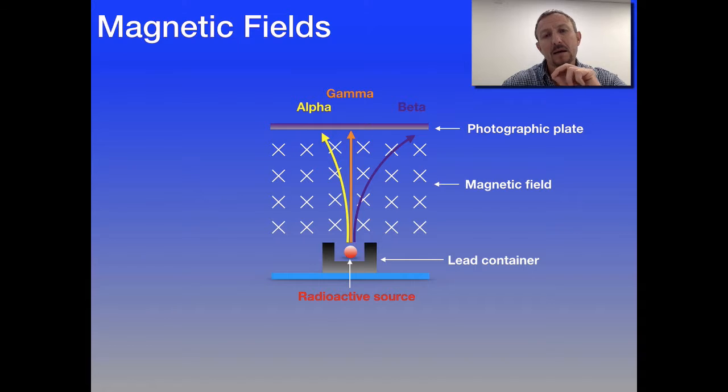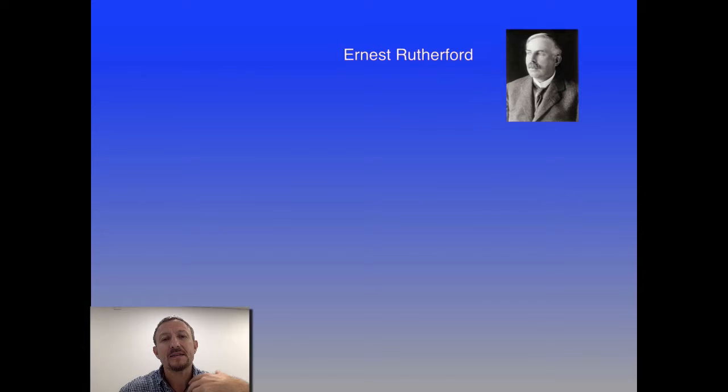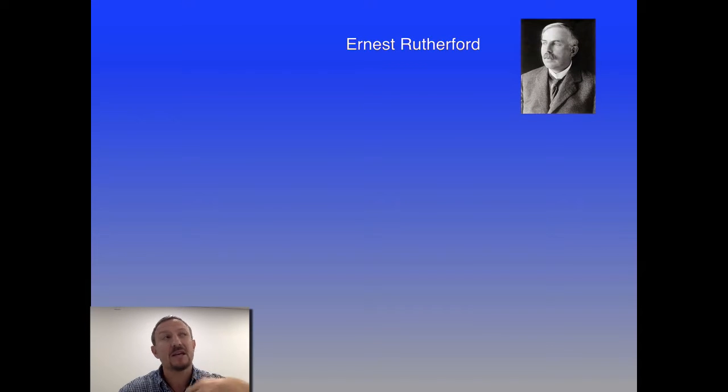Notice the beta is affected or turned more. That's because it's a lighter particle. Alpha requires a lot more force to actually push it through. So let's have a look at Ernest Rutherford. How did he utilize these particles in order to determine the structure of the element?